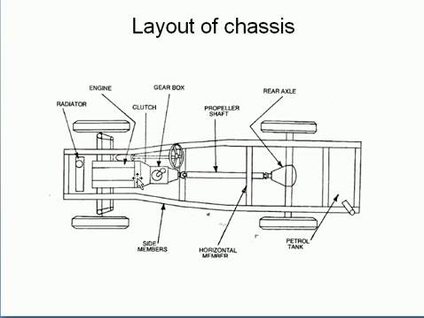First one is engine. Next to engine is clutch. Behind clutch, gearbox is present. Propeller shaft is given, and rear axle, horizontal member and side members. This is a general layout of the chassis.